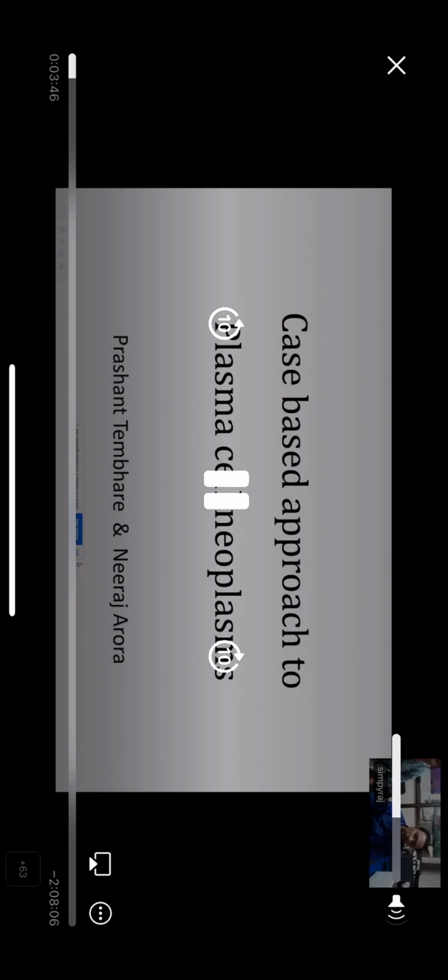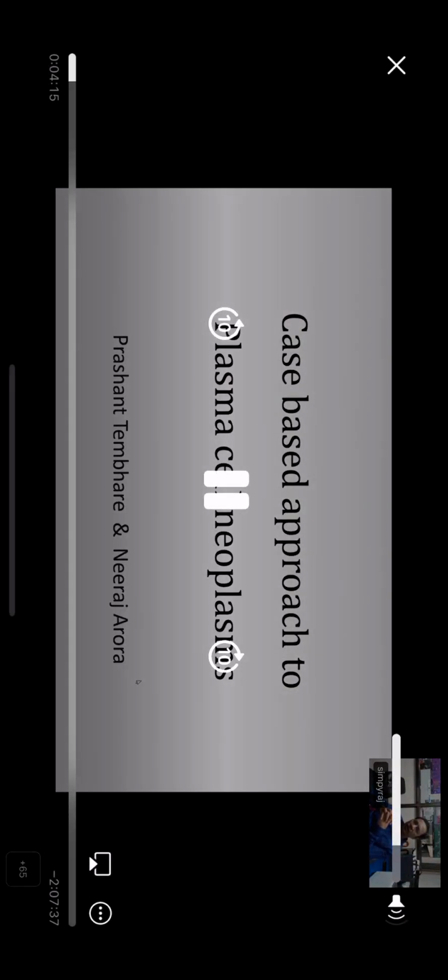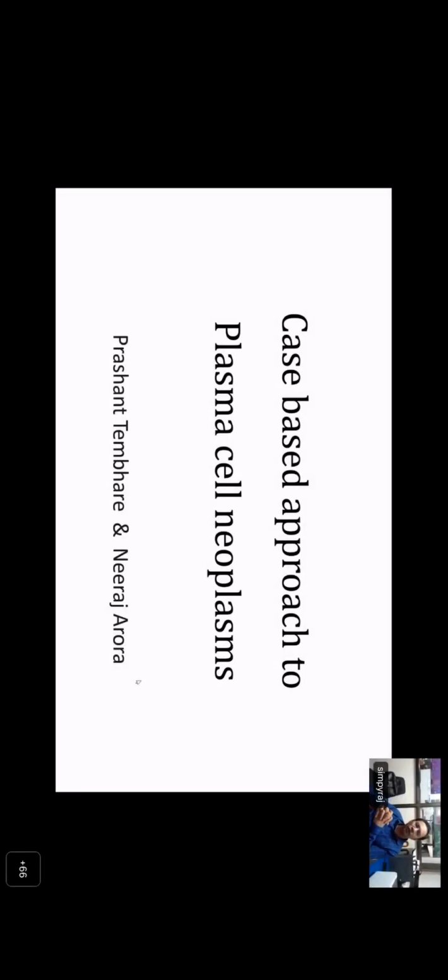Is the screen visible? Yes. So, hello, good evening. Today we are going to see a few interesting cases related to plasma cell neoplasm, and Dr. Neeraj and I will be conducting these cases. I am going to take the first case, then Dr. Neeraj will take the second case, then again I will take the third, fourth, and fifth cases, and Dr. Neeraj will take the sixth and seventh cases.